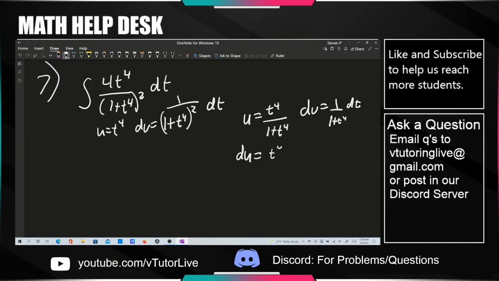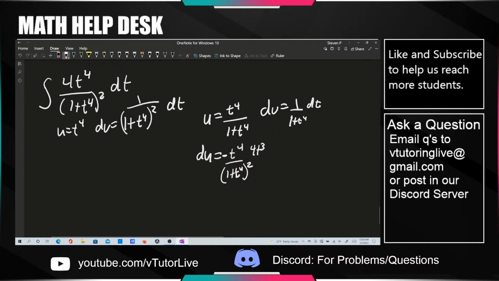Is this bad? t to the 4th over 1 plus t to the 4th squared times 4t cubed. I guess there's a negative sign in front, but I don't really care that much. Okay, and then what does v turn into? v turns into all that nasty stuff before. Yeah, this is, hang on, ln of t, arctan. Yeah, this is not so promising either.